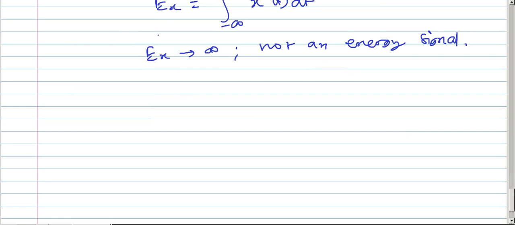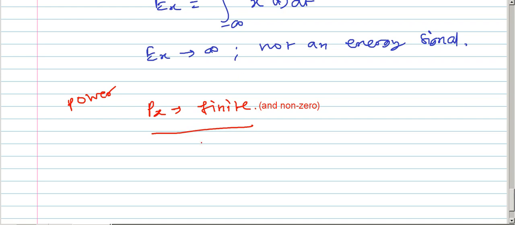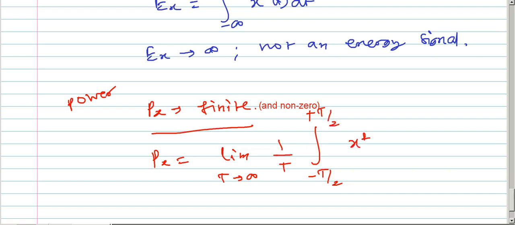Then a power signal: a signal is a power signal if its power P of x is finite. We know from the definition that power is the limit as T tends to infinity of 1 over T times the integration from minus T by 2 to plus T by 2 of x square t dt. This part is the energy of the signal, and we are averaging it over the infinite time period where T tends to infinity. So clearly for the power to be finite, the energy will be infinite. So for power signals, the energy is infinity.